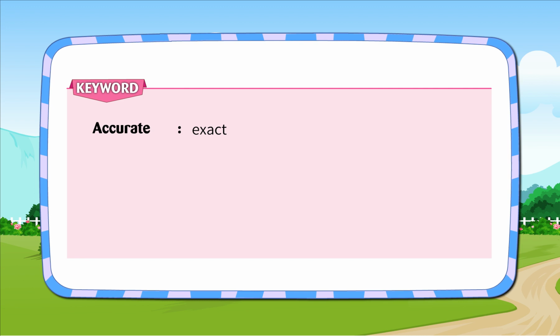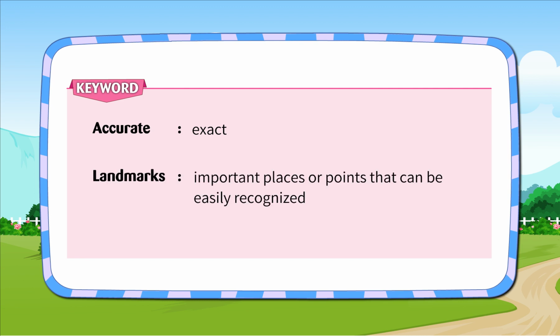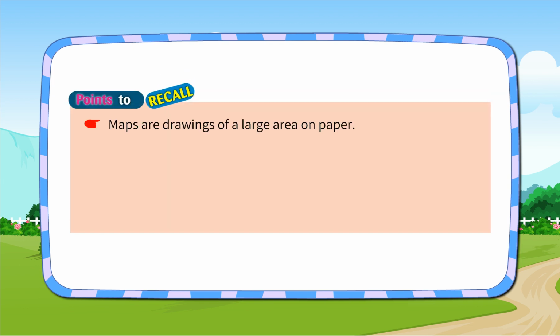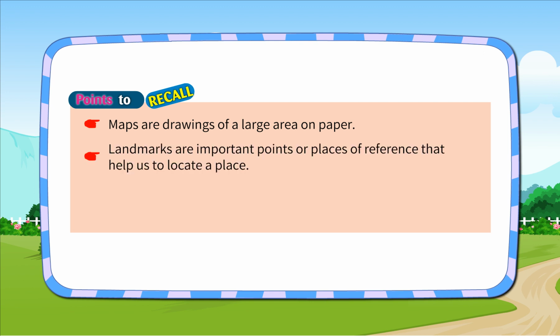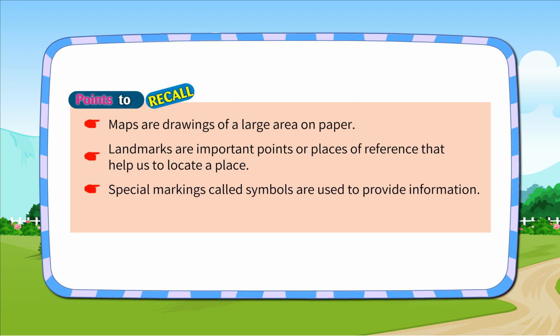Keywords: accurate, exact. Landmarks: important places or points that can be easily recognized. Atlas: a book of maps. Points to recall: maps are drawings of a large area on paper. Landmarks are important points or places of reference that help us to locate a place. Special markings called symbols are used to provide information. There are 4 main directions and 4 subdirections.